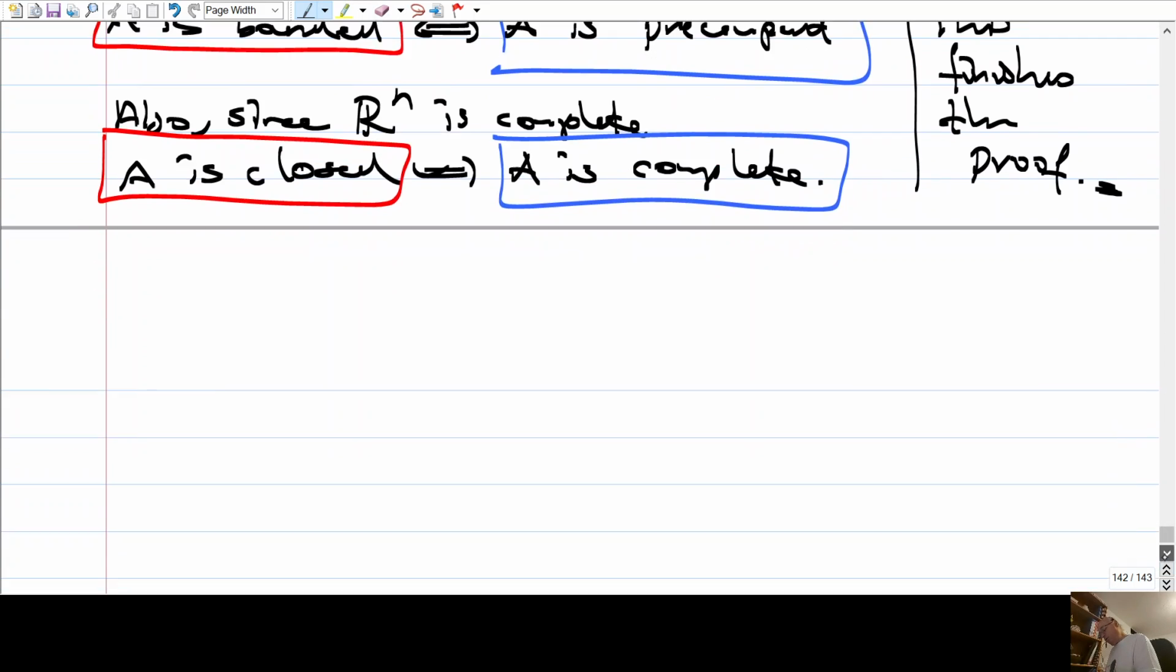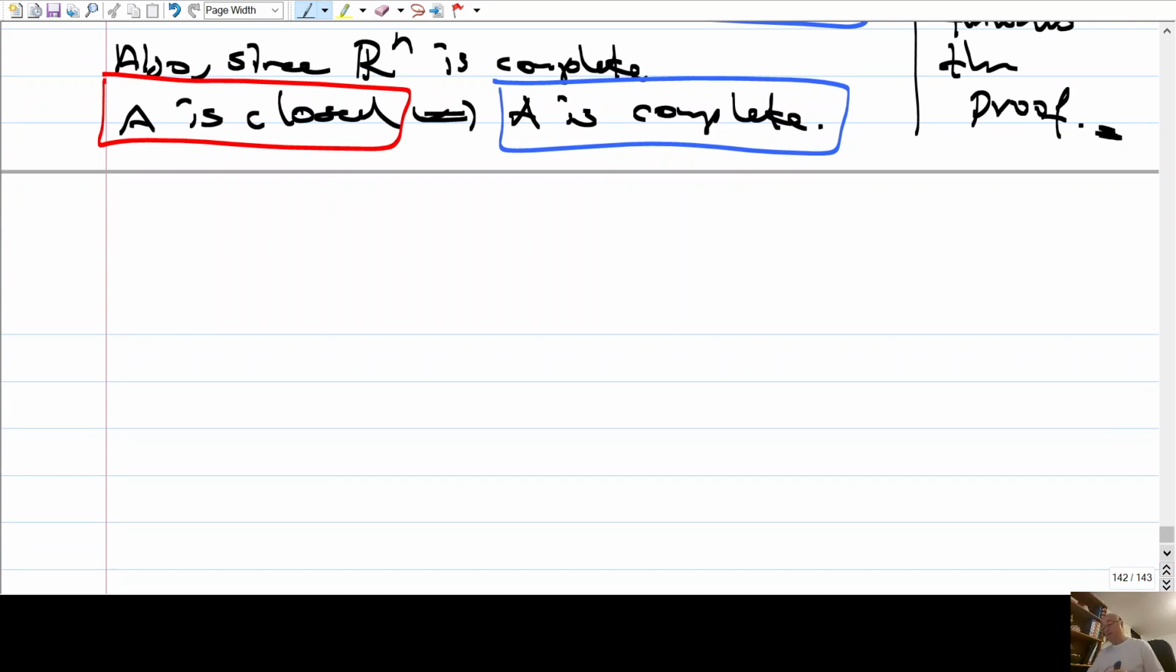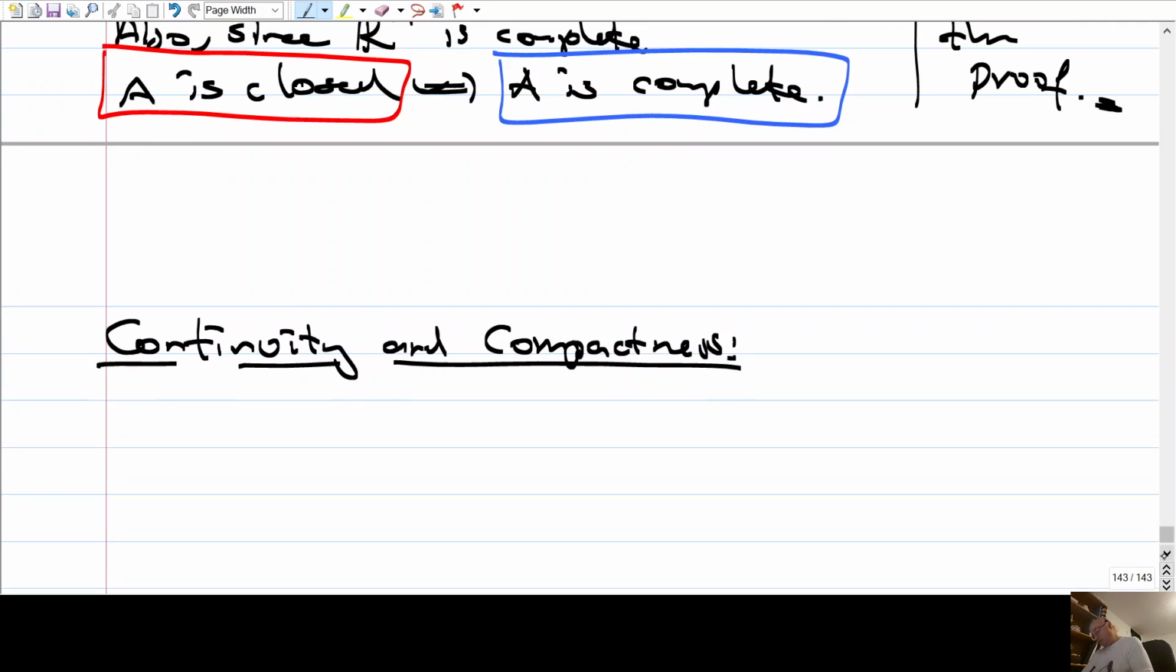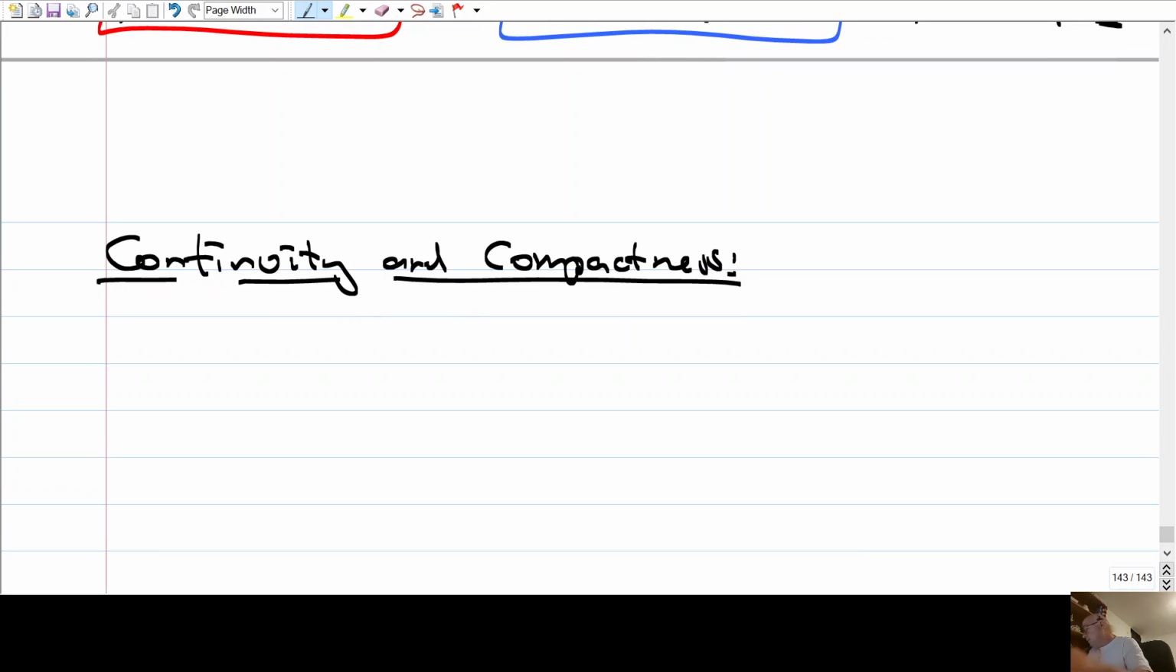So the next thing we will do, we will combine compactness with continuity and see what we get. The first observation is this. The image of a compact subset under a continuous function is also compact.